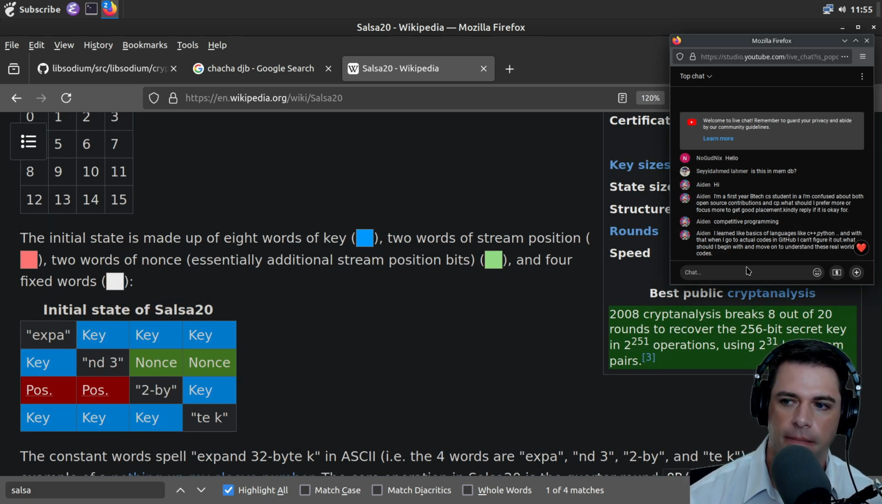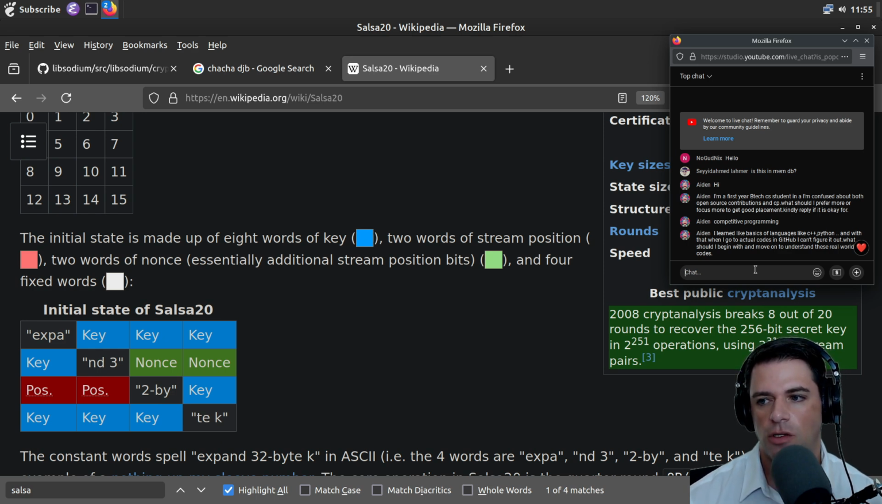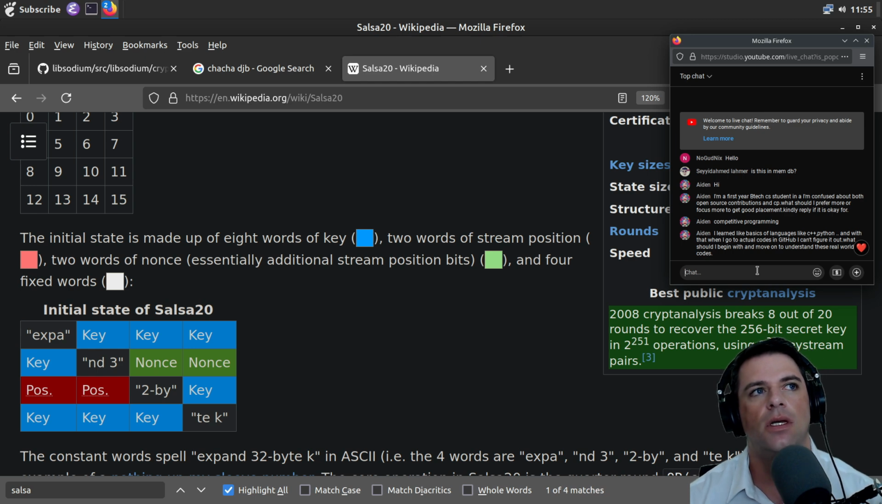And Aiden is saying, I learned basics of languages like C++, Python, and with that, I go to actual code in GitHub, and I can't figure it out. What should I begin with, and move on to understand these real-world codes? It's a good question.